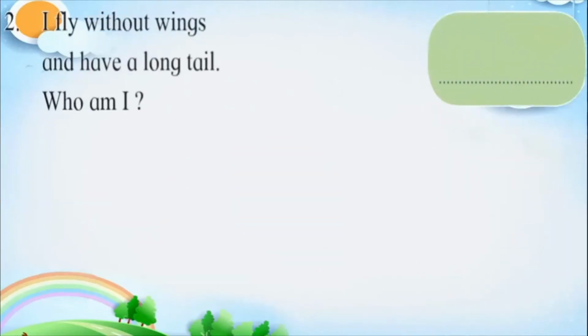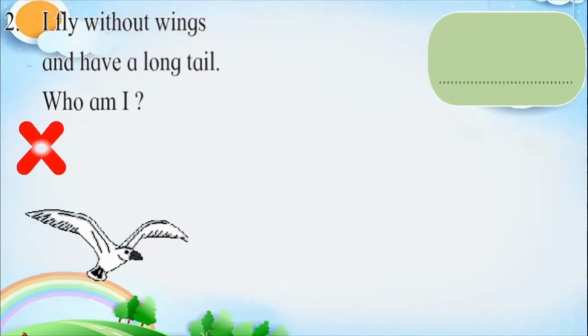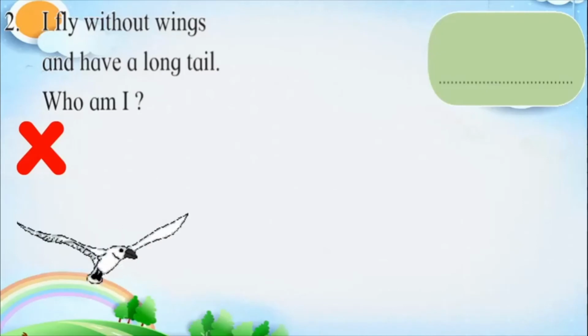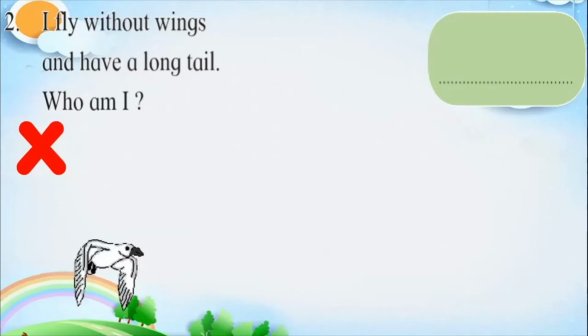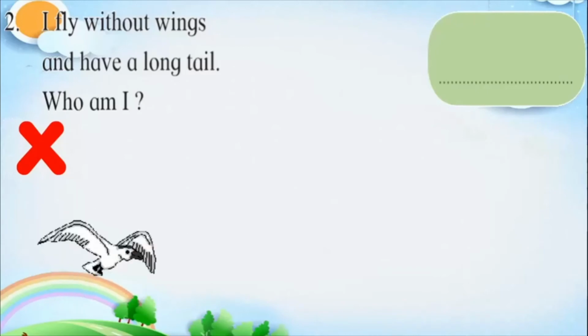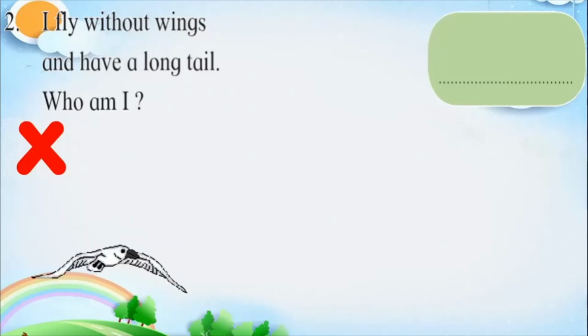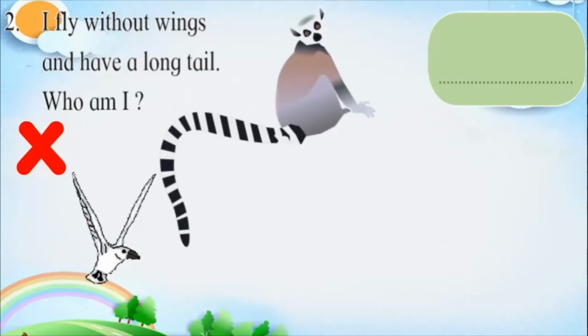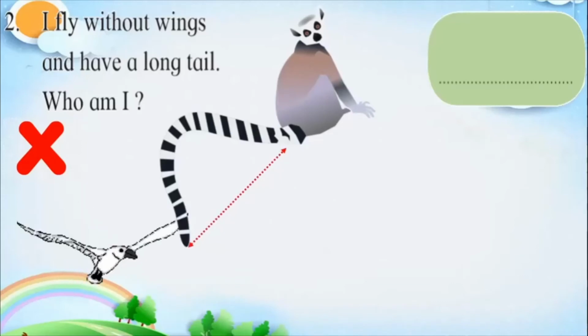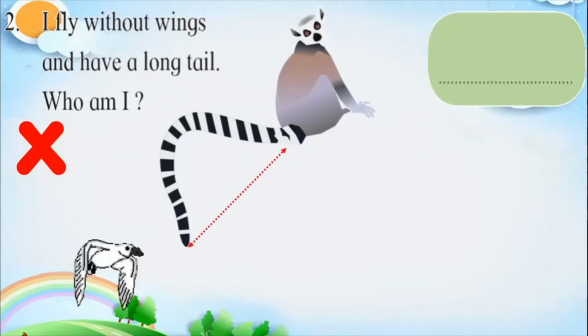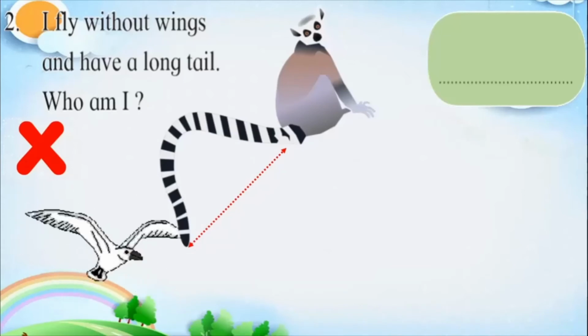Let us look at riddle number 2 now. So what is riddle number 2? I fly. Okay, that means this thing can fly, but it does not have wings. So see how the bird is flying? The bird is flapping its wings and it is flying. But this thing that we are talking about, it can fly, but it does not have wings. Without wings it flies, and it has got a long tail also. See, look at the tail of this animal. It is so long, isn't it? So in the same way, it has got a long tail also. See, it has got no wings, it has got a long tail, but it can fly.